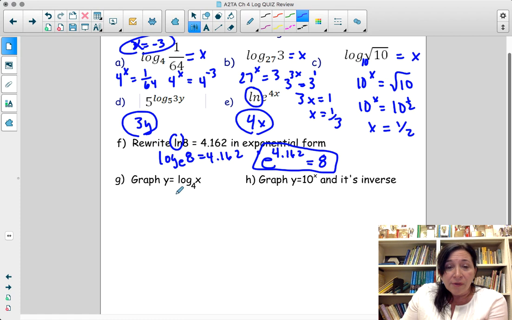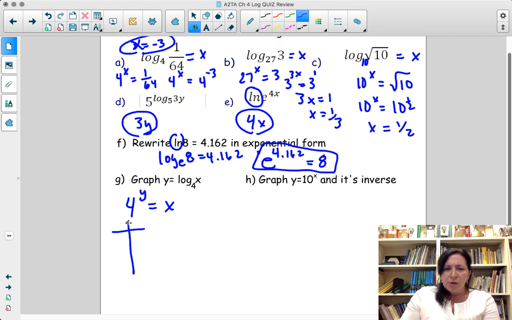So always when you're graphing a log equation that's not a base 10, one of the things that you should do is to set it into an exponential equation. So 4 to the y power is equal to x. Now, as I said before, I always plot points 0 and 1, but if my y is my exponent, I'm going to plot those points here.